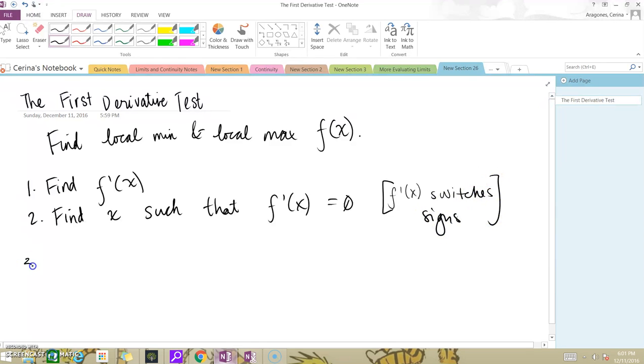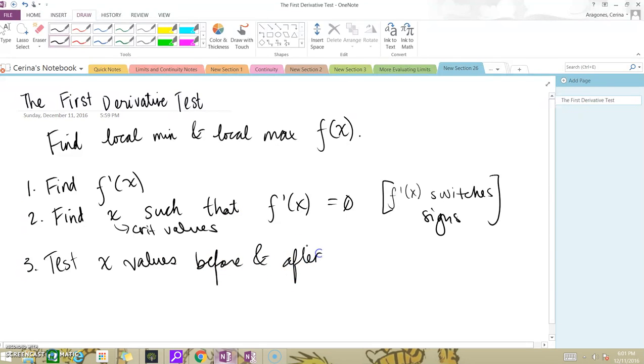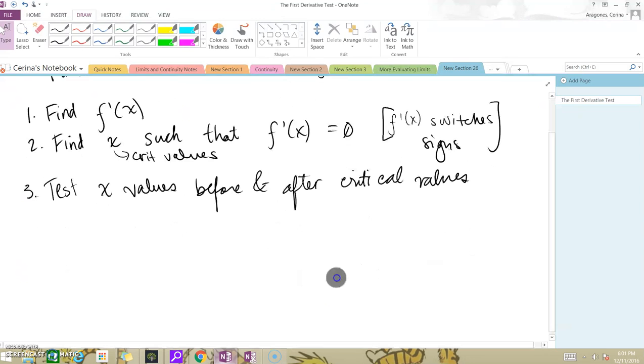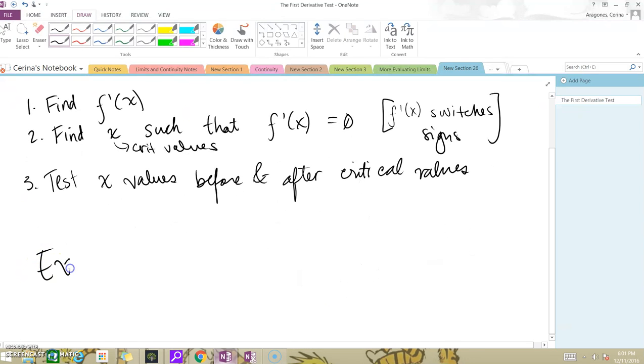Then we test the values. This is your critical value. The x's that make your derivative 0 are your critical values. Test x values before and after critical values to see if your derivative switched signs, meaning your slope went from increasing to decreasing or decreasing to increasing, meaning you had a min or a max. So let's try it with an example here.